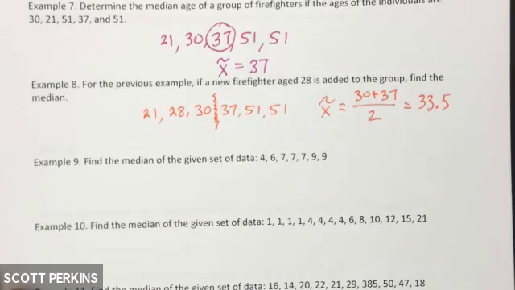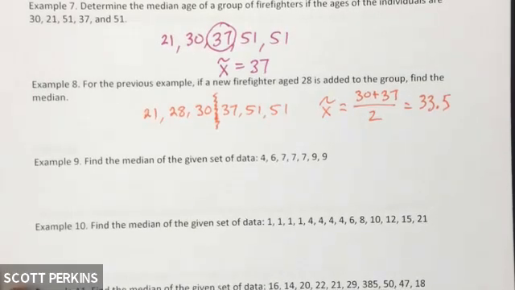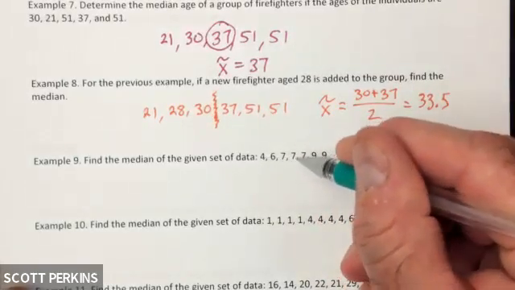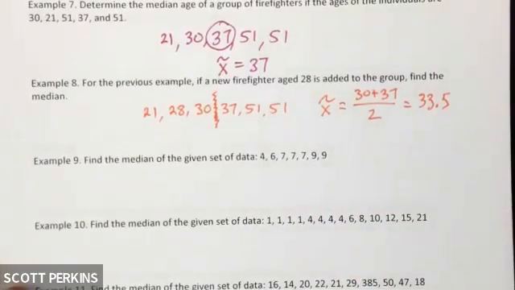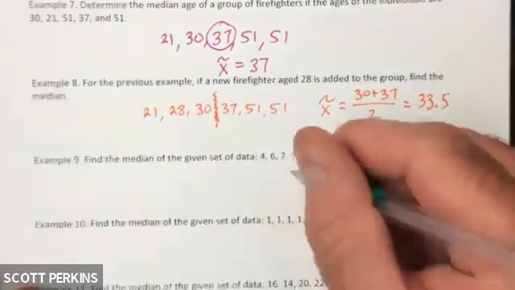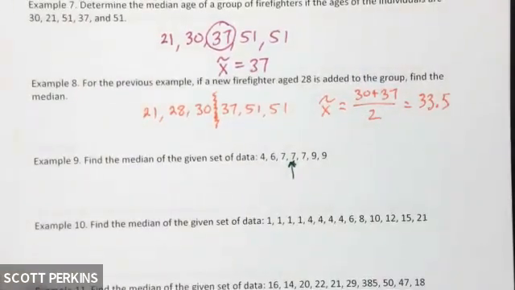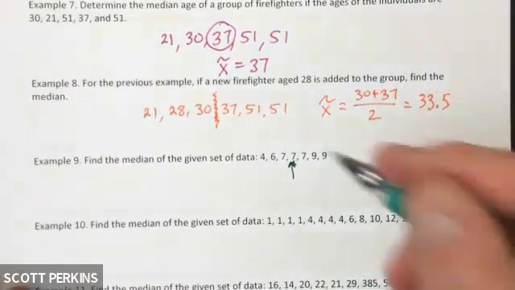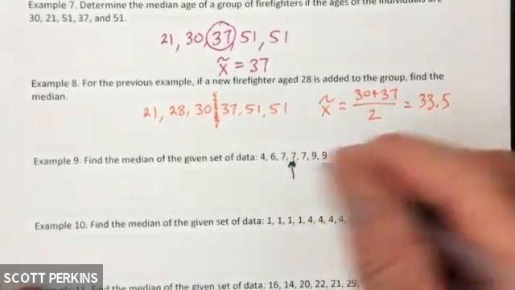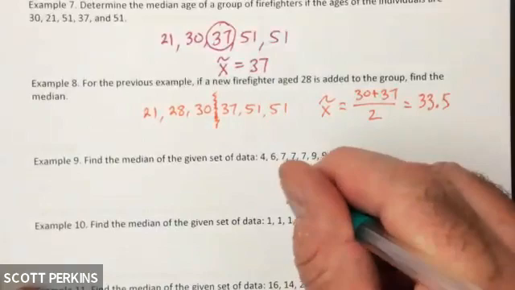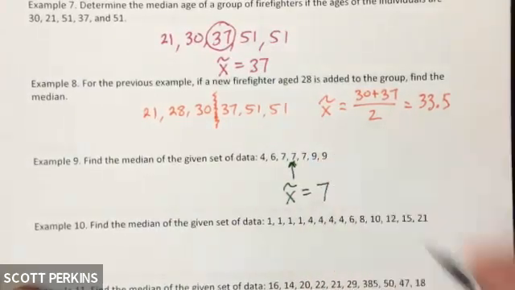All right, the good news about this problem is I already ordered the data for you, so it makes life a little bit easier. So how many values do I have? 1, 2, 3, 4, 5, 6, 7. Since I have 7 values, my median is going to be the one that has 3 on each side, and then the 7th one is going to be the central value. It doesn't really matter which one, but it's going to be that 7 right there that has the arrow. So the squiggly, the median, is 7.